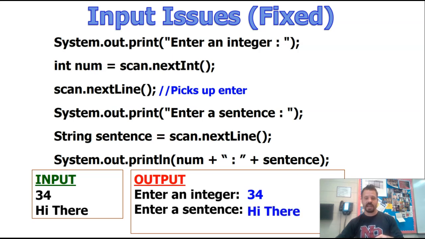Now it's going to print off that value I put in, and at the same time print off this print statement, num plus colon sentence. There's my 34, and there's my hi there. Okay, so again, the fix here was, before I go from scanning a number to a sentence where I'm going to use nextLine, I need to call this extra nextLine to kind of gobble up the enter I put on the number before I can scan in a sentence.